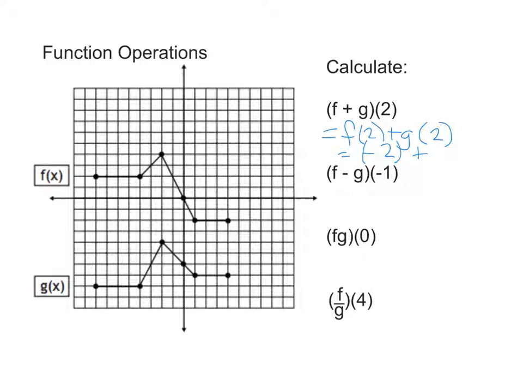plus, and then for g of 2, same thing, find the y value when x is equal to 2 for g, and it's down here. That's where x is equal to 2, and the y value is negative 7. 2, 4, 6, 7. Yeah, negative 7. Which means f plus g of 2 is negative 9.